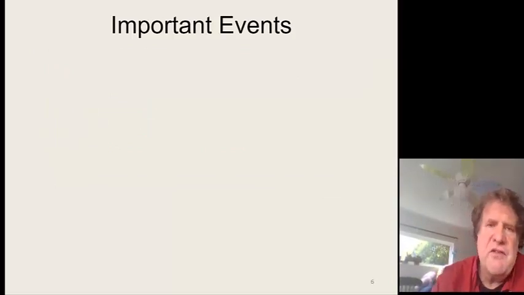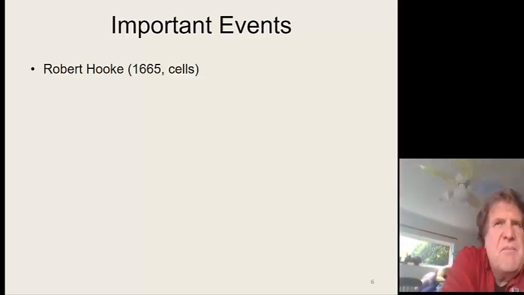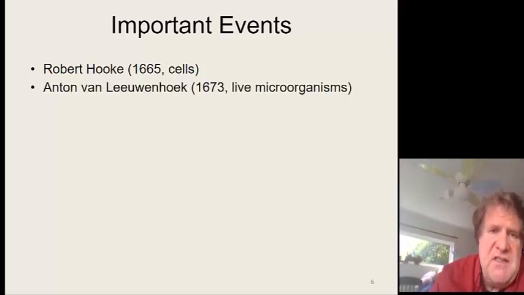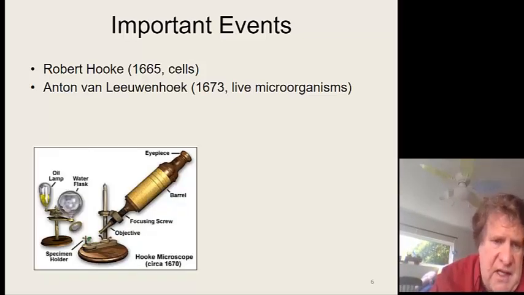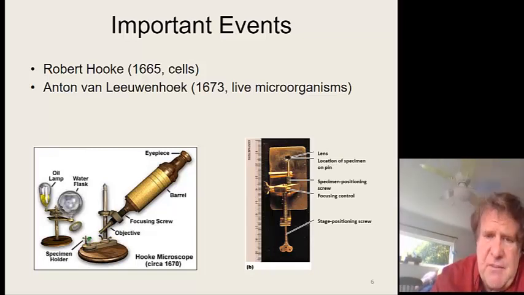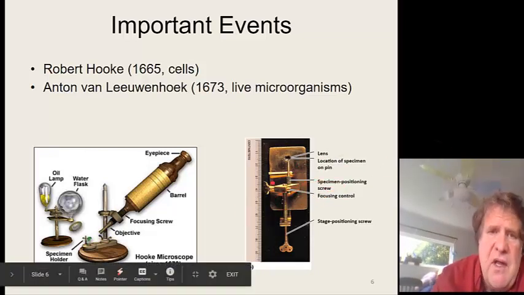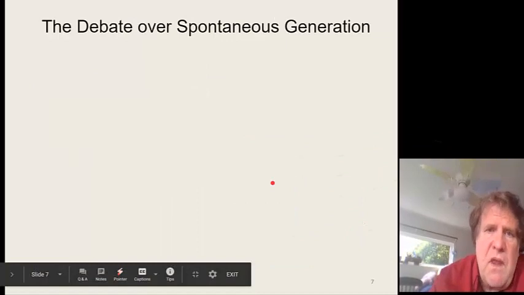It's important for us to understand how we do this. These are important events, and this is something that we're going to be looking at and developing for the class. Robert Hooke, in 1665, described the cells. Antoine van Leeuwenhoek developed a way to look at microorganisms under a microscope, and here's an example of what Leeuwenhoek did.